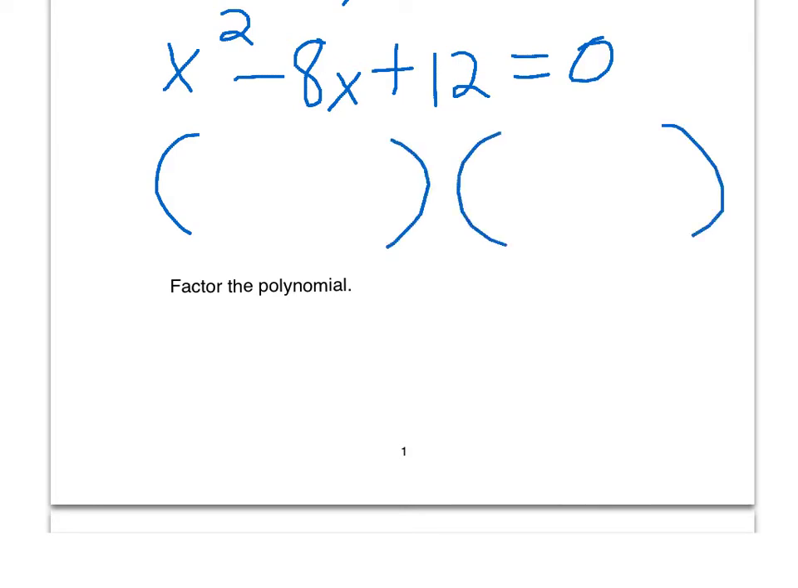Now, if you know well how to factor a trinomial of this form, you know that the leading coefficient is positive 1. So the only things we have to consider are the factors of 12 that give us negative 8. We will be adding the factors together to get the negative 8. So 12's got several factors. We have 1 and 12.